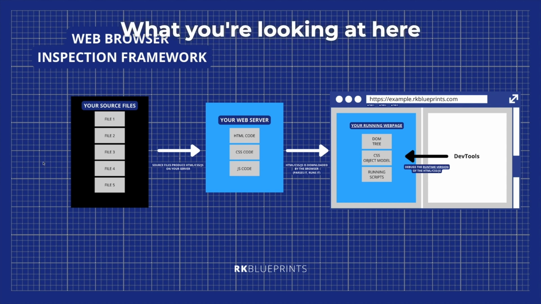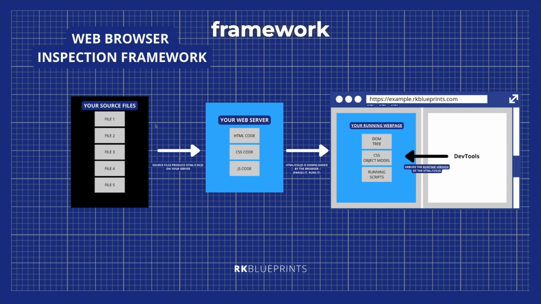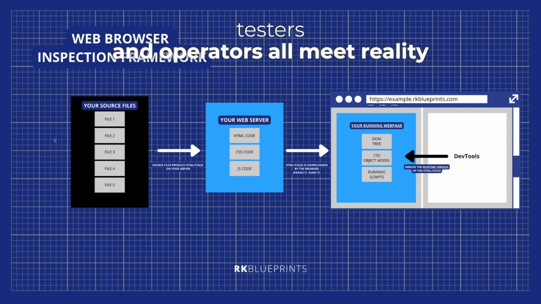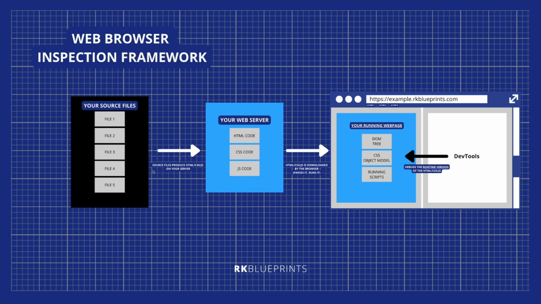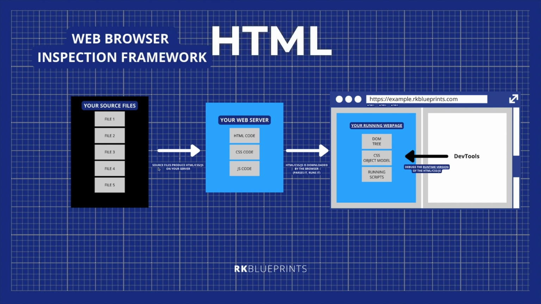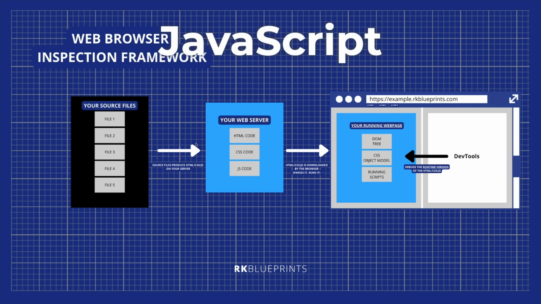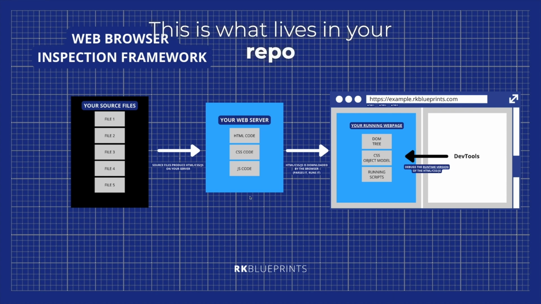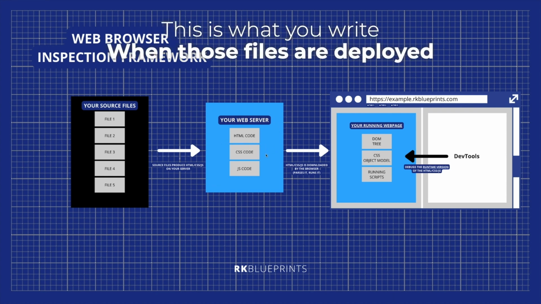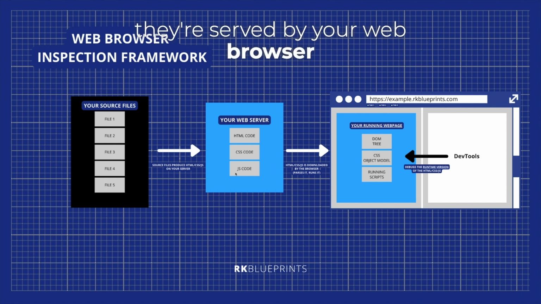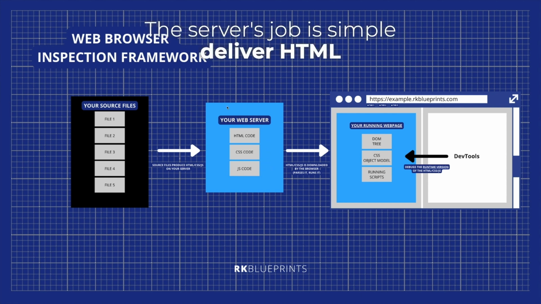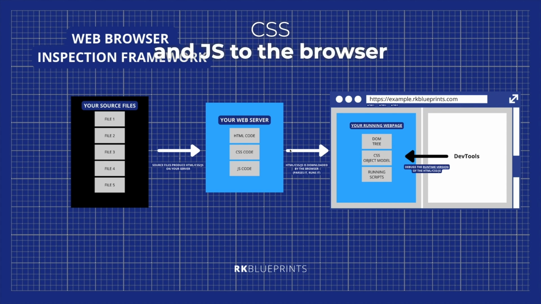What you're looking at here is a web browser inspection framework, and this is where developers, testers, and operators all meet reality. Let's start on the left. These are your source files, HTML, CSS, and JavaScript. This is what lives in your repo. This is what you write. When those files are deployed, they're served by your web server. The server's job is simple. Deliver HTML, CSS, and JS to the browser.